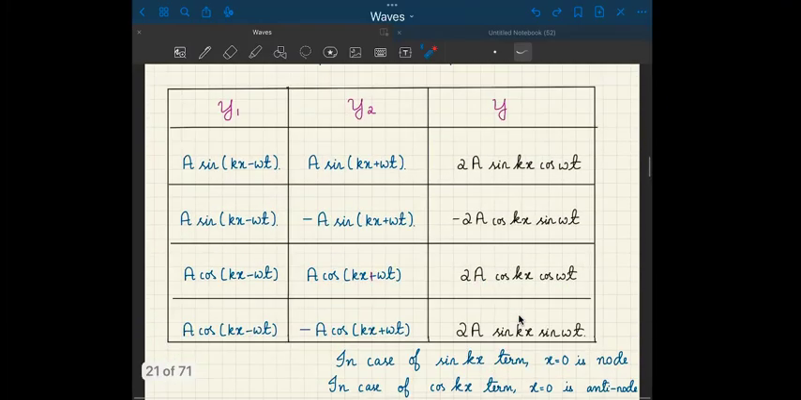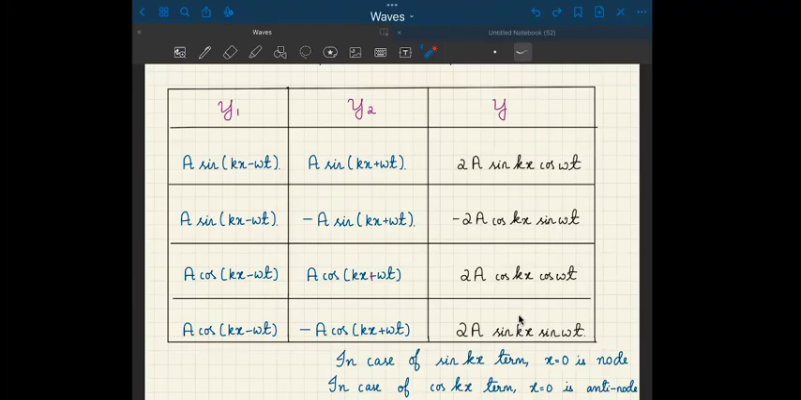But remember, the nature of the stationary wave depends on the involved progressive waves. So just now we have seen A sin(kx minus omega t) and A sin(kx plus omega t). For this, the equation is like this. In any equation, the omega term represents frequency, and the term including 2A represents amplitude. Please remember, please note that.